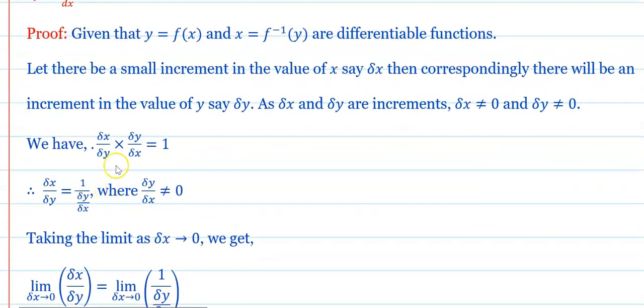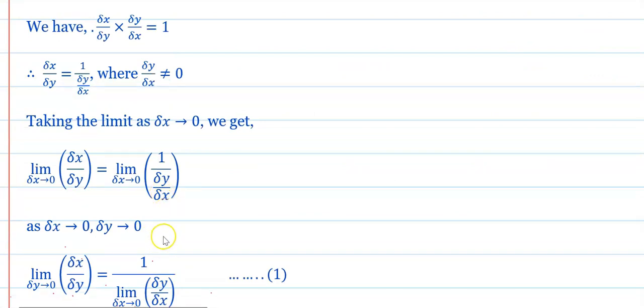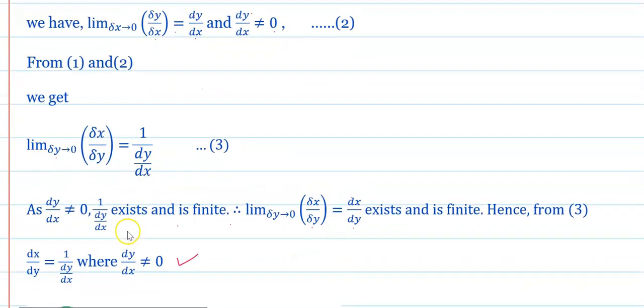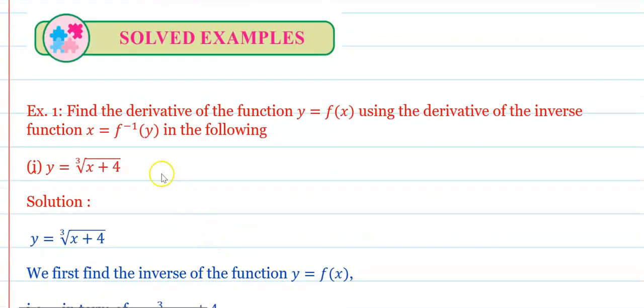Can be converted into delta. Take the limit of RHS exists, it is finite, also the limit of LHS exists and it's finite, and hence we have the proof. Okay, now next we'll see the solved example.